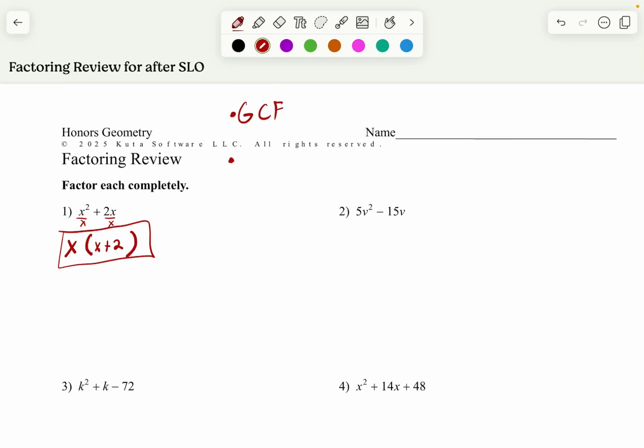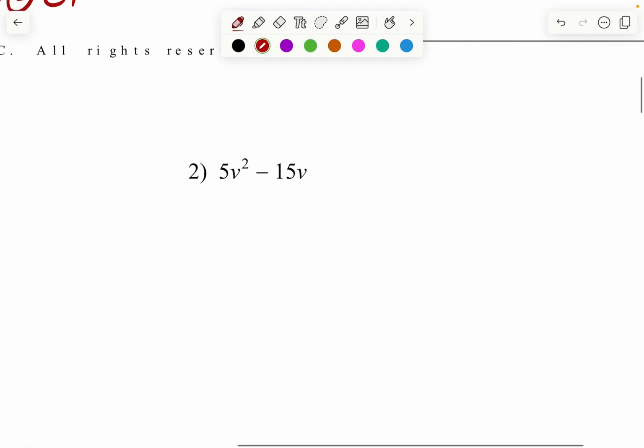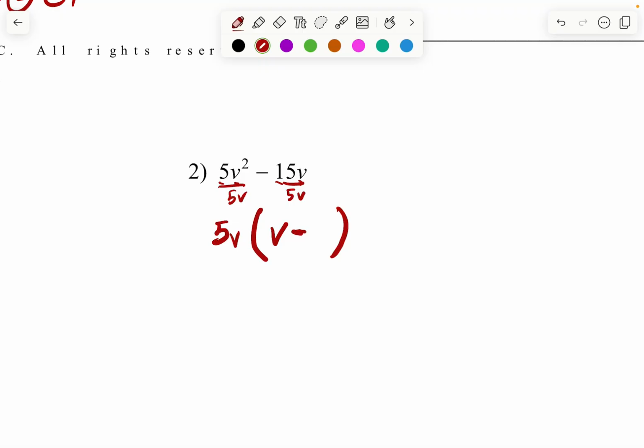All right, number 2. This one has a number where you can divide them both by 5, so I would put 5 on the outside. Sorry, I forgot our parentheses. They both have a 5 in common, and they both have one V in common. I can't take two V's out because this doesn't have 2 of them. So it'd be 5V, and you divide both of these by 5V. Keep the subtraction in there. 5V, quantity V minus 3. There we go. That would be the answer for number 2.